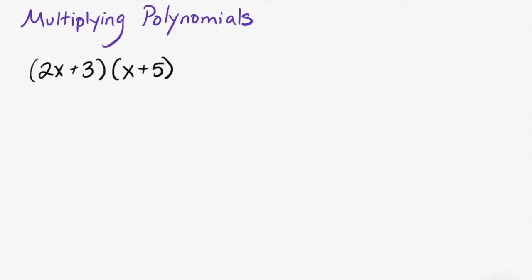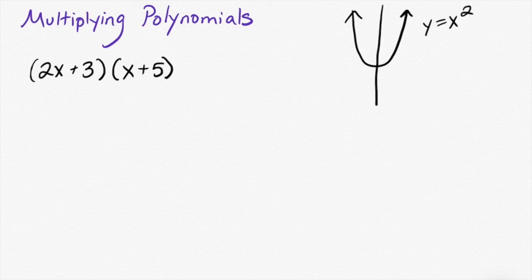They look kind of cool. They look like a horseshoe. That's what the graph of y equals x squared looks like. You don't need that in your notes yet, but that's where we're going with this. But right now we're just going to multiply them.